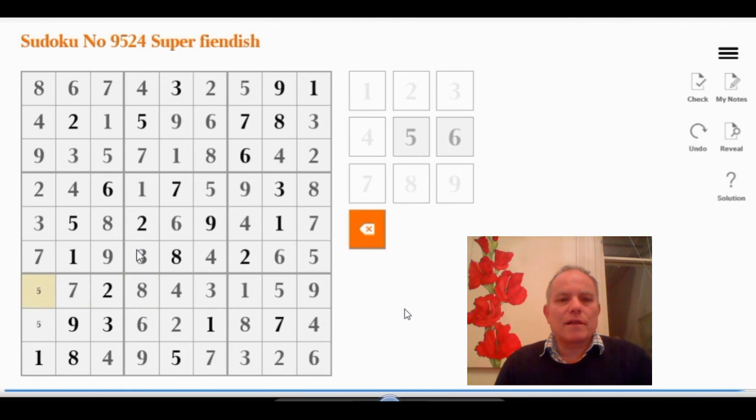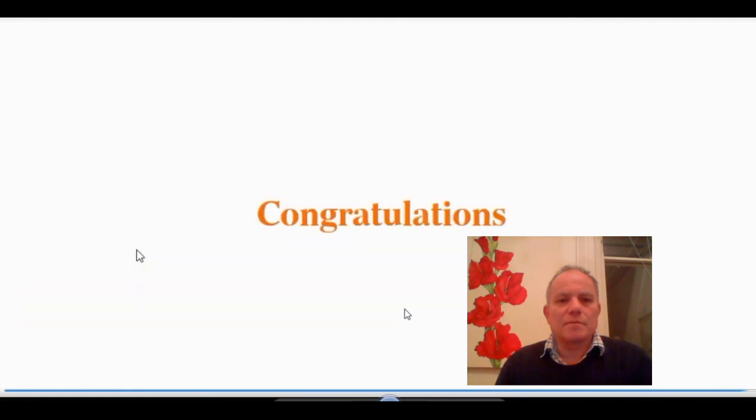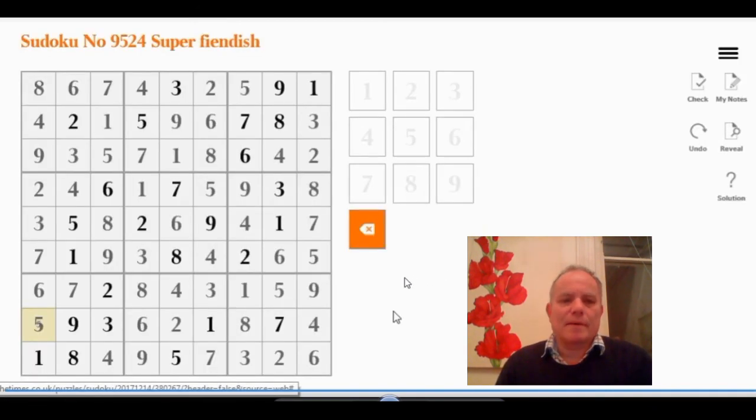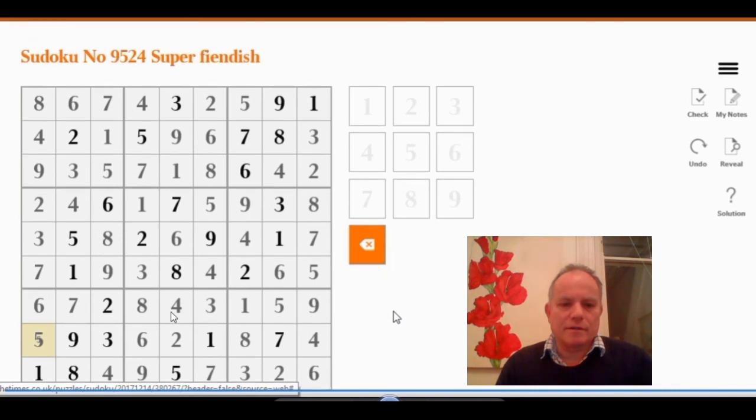So there we go, that's finishing off today's Super Fiendish. It was Super Fiendish, I think, for me. It took 9 minutes. That's quite an annoying time. No classic Sudoku would normally take me that long. Again, that's partly because of the software, but partly because I was just being blind to the 8s in the bottom section and what they could do for me.